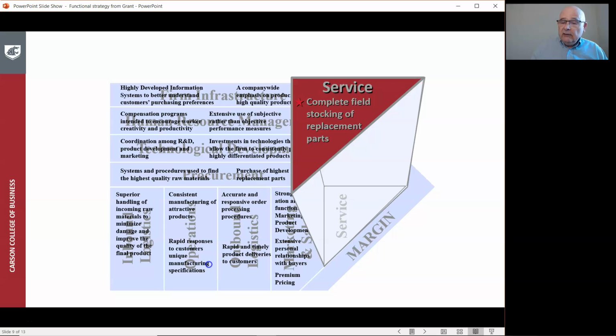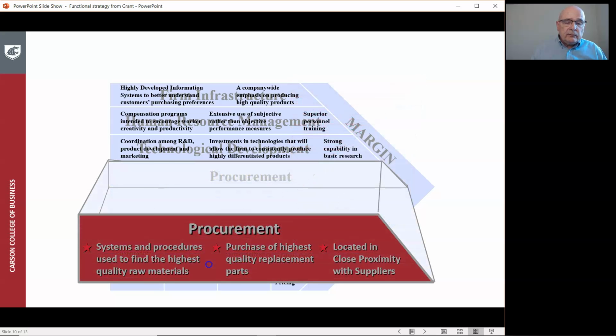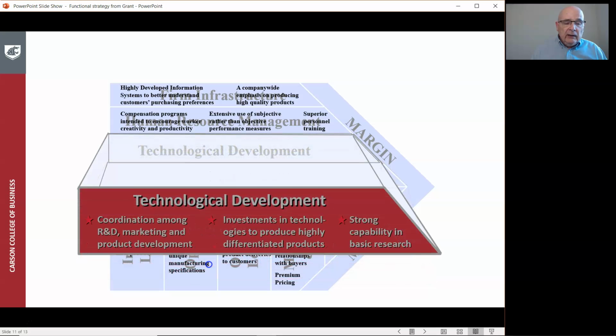And then service, I'm going to stock replacement parts. I'm going to have high quality service people and so on. And then in the support activities, say for procurement, I'm going to have great relationships with vendors. I'm going to be close to them. I'm going to have the best materials. And for technology, rapid technological development. I'm going to put a lot of emphasis on doing what customers want, producing differentiated products, and so on.